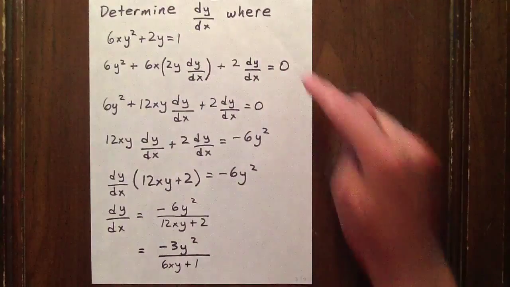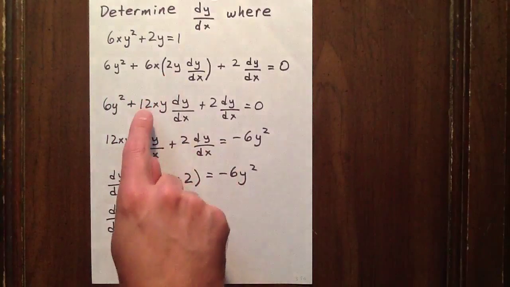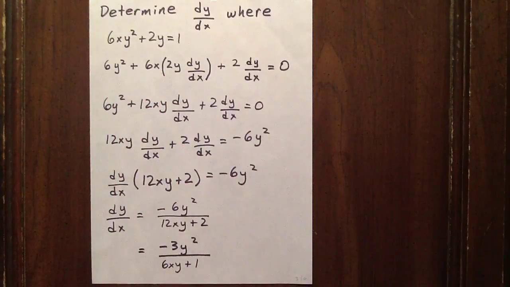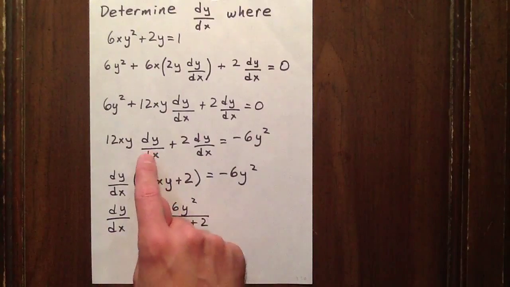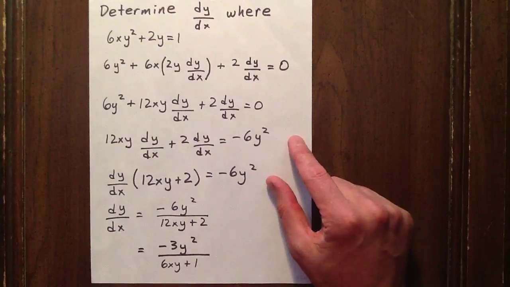The derivative of 1 with respect to x is 0. And at this point, we multiply 6x times 2y and we get 12xy. And we have 3 terms on the left, and 2 of them involve dy/dx. So we're going to try and isolate dy/dx. We keep these 2 terms on the left, and we subtract 6y squared from both sides.